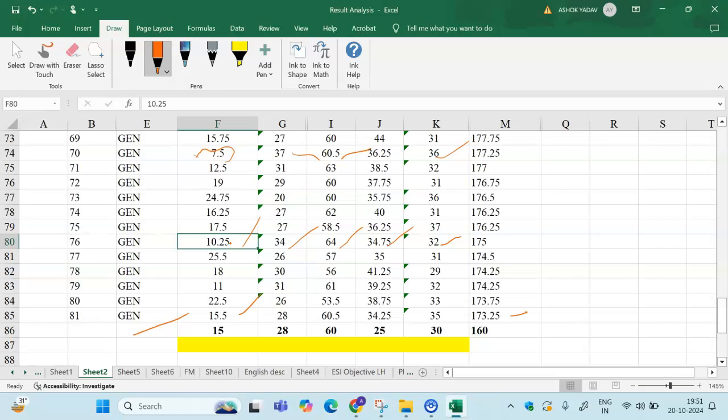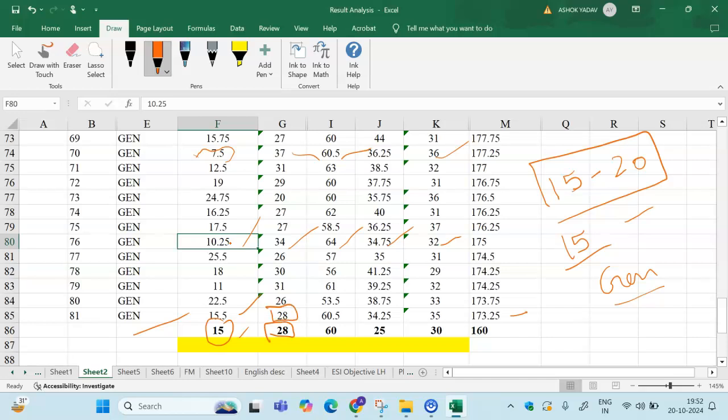I am also expecting this year students will be scoring 15 to 20 in ESI. This will be the range most students will be scoring. They can score less also, but I am considering a minimum of 15. Anyone can score 15 in the ESI paper. I am considering the general category. The paper was much more difficult, but many students who appeared last year are also appearing this year. So 15 we are considering here, the same for descriptive marks, and for English we are taking 60 marks as a reference.